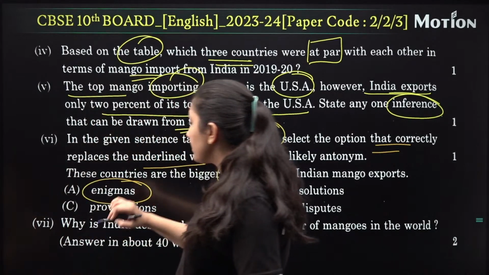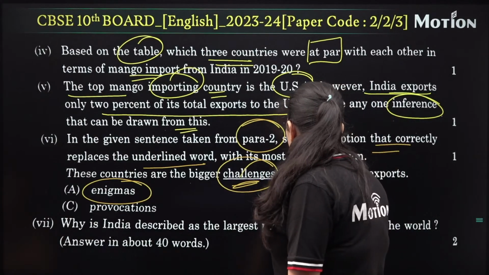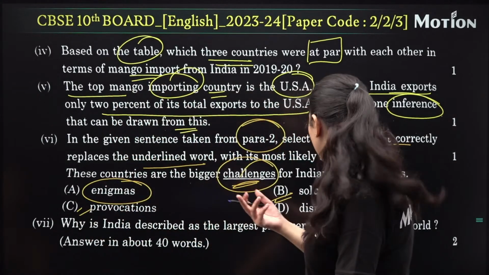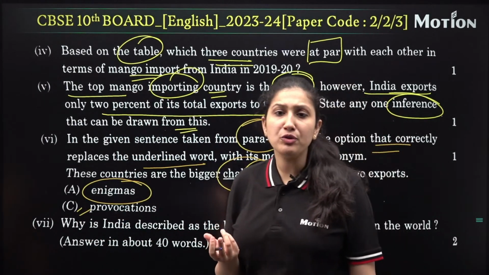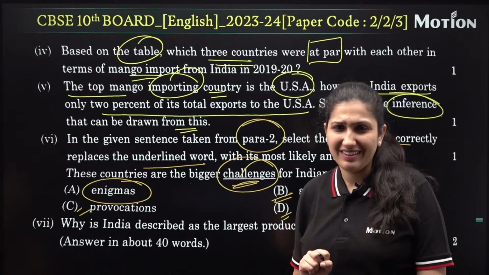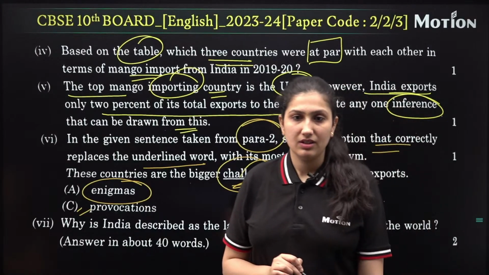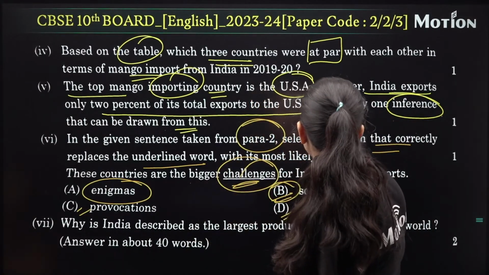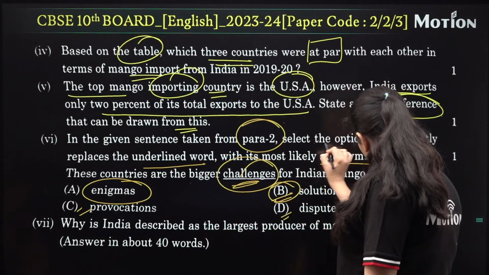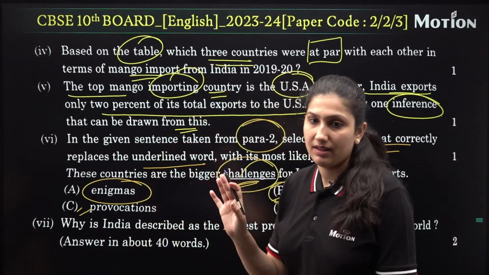Enigmas. Enigmas is related to problems. ये आपका problems related है. Difficult situation. Solutions is solution to the problem. Provocations का मतलब होता है provoke करना, to provoke. Alright. Dispute is disagreement when you don't agree with something. Okay. So C and some are saying B and some are also saying A. See, the correct answer is B. Solutions. See, what is given in the question? Select the option that correctly replaces the underlined word with its most likely antonym, opposite. इस word को opposite आपने टिक करना था, synonym नहीं टिक करना था.